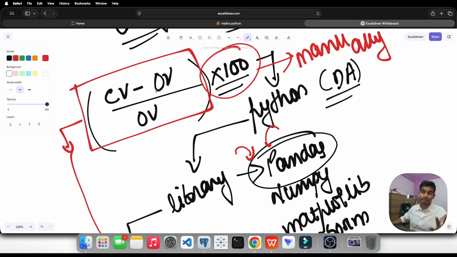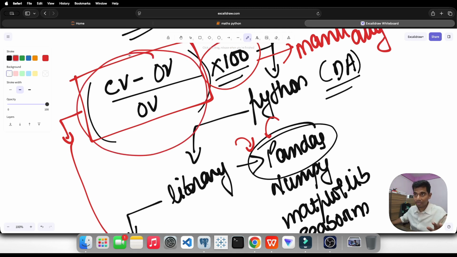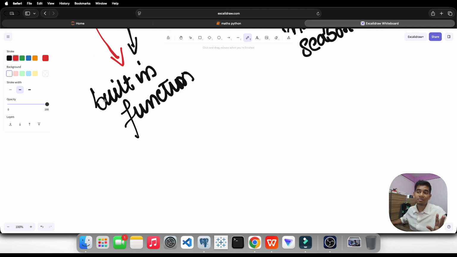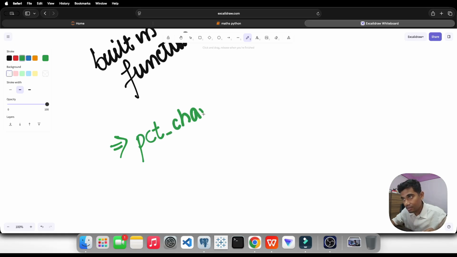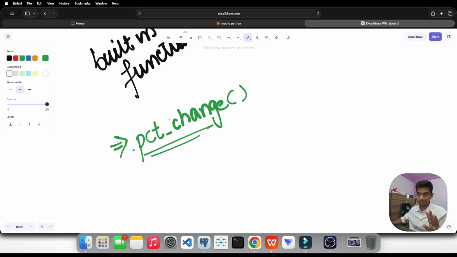We will be doing it manually. For this calculation we have a built-in function. And what's the built-in function name? The built-in function name is pct_change, open and close parenthesis, and here a dot will be there, right?